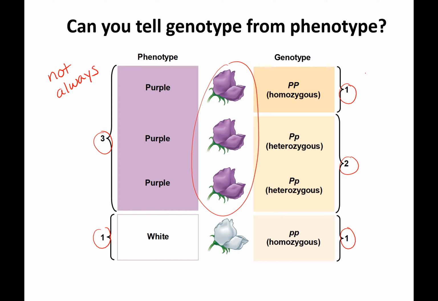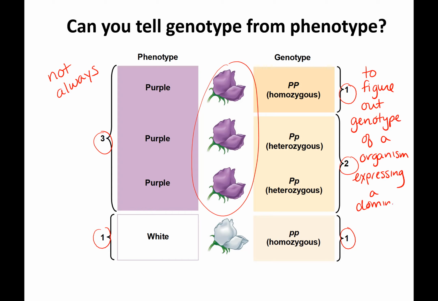So we have one more technique in genetics, and if you want to figure out the genotype of a dominant, or let's say of an organism expressing a dominant phenotype, you do something called a test cross. So let's look at a test cross.